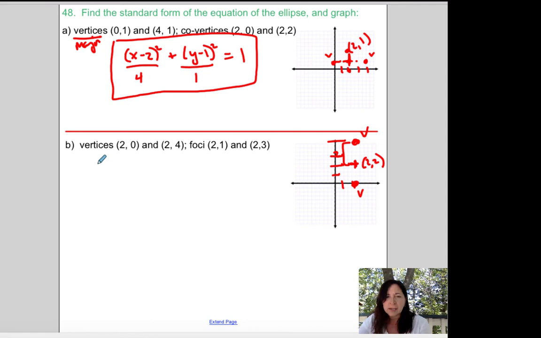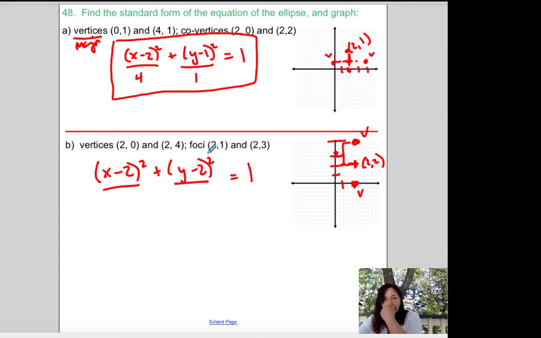Okay, so let's start off. We know we have x minus 2 quantity squared plus y minus 2 quantity squared is equal to 1. So in the y direction, I went up 2 and down 2. So that means that 2 squared is 4, so there's 4. But in the x direction, let's see, where are my foci? Let me figure out where my foci are. They're at 2, 1 and at 2, 3. So what that's telling me is that my c value is equal to 1.